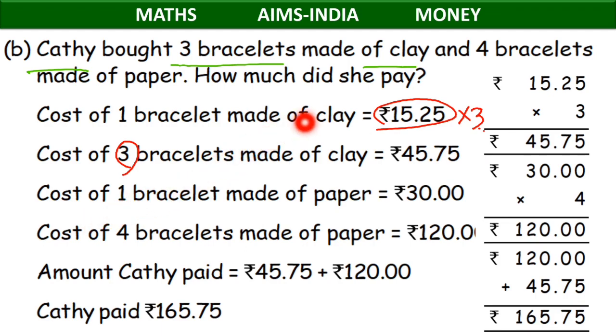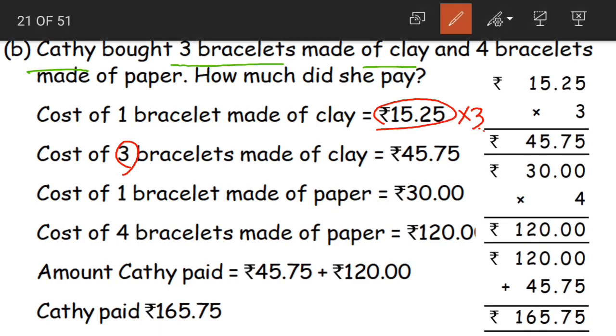Now coming to the next one. What else did she buy? She also bought 4 bracelets made of paper. Now the cost of 1 bracelet made of paper is 30 rupees, and the cost of 4 bracelets made of paper will be equal to 30 rupees 0 paise. Yes, 30.00. Now this was the cost of 1 bracelet made of paper, and she bought 4 such bracelets. So we have to multiply it with 4.